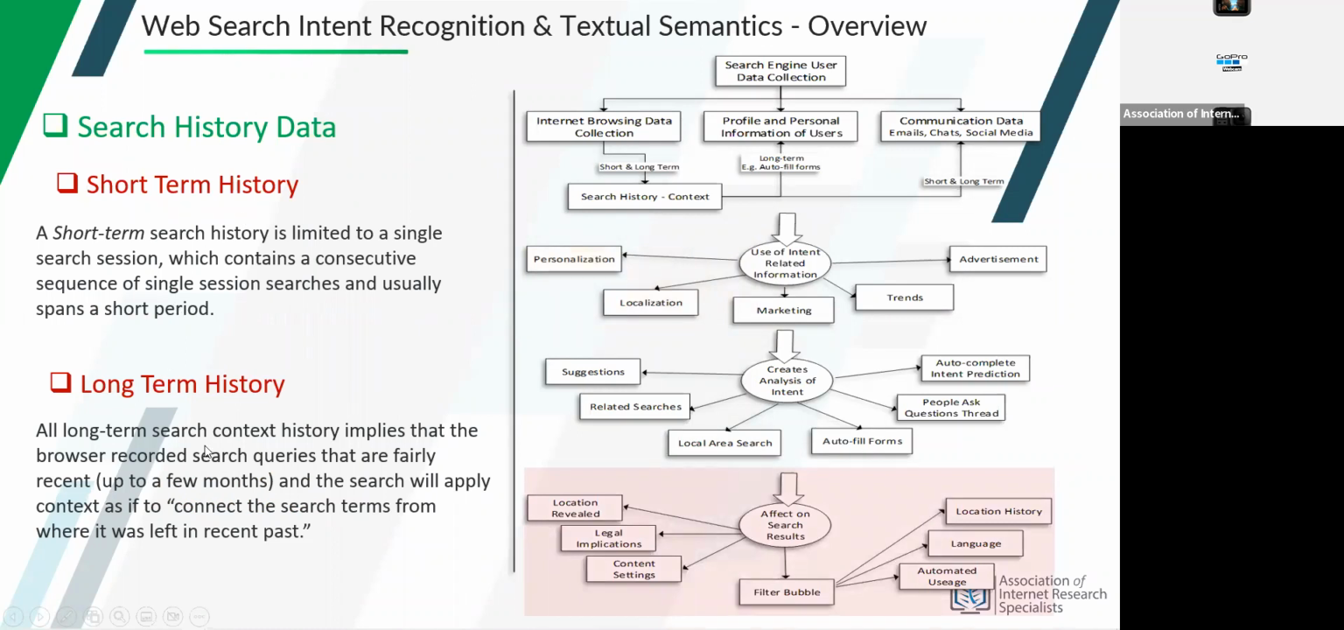Short-term history and long-term history, this is just the definition. Short-term history is limited to a single search session, a consecutive sequence of searches, and usually spans a short period of time. So there is this thing about sessions starting, closing, and recent sessions versus sessions that you did like 3 months ago. So you see, this is more technical than you think.